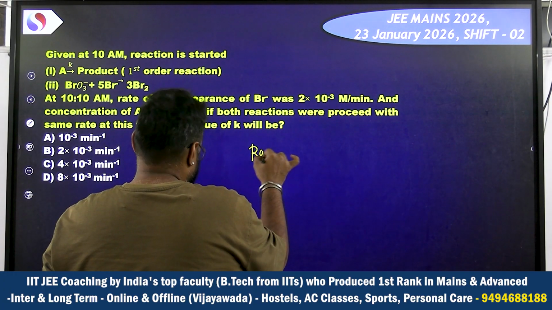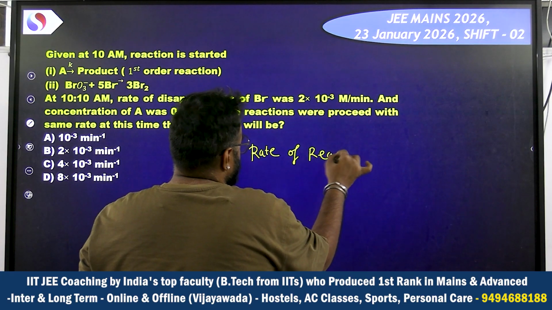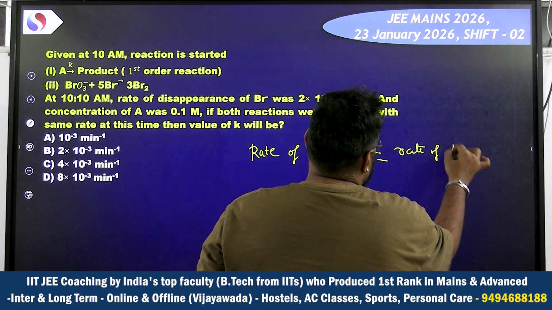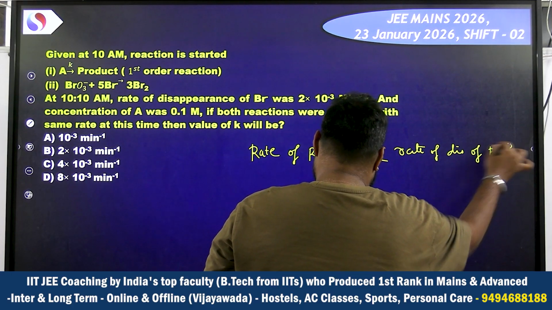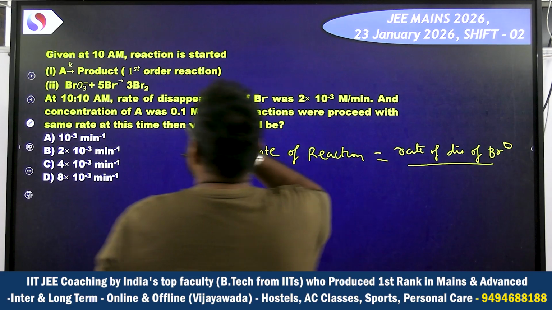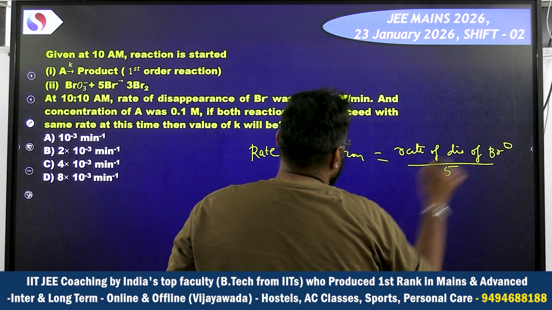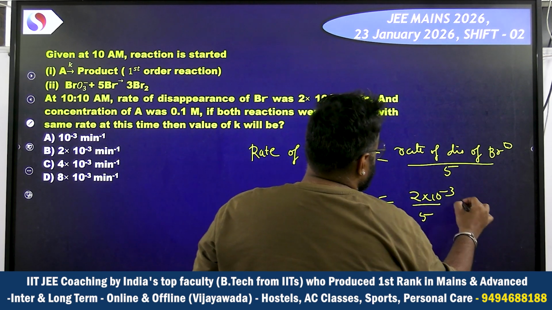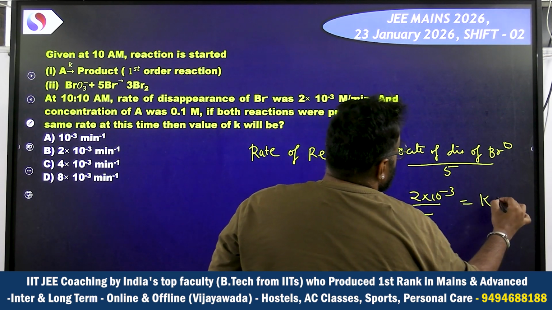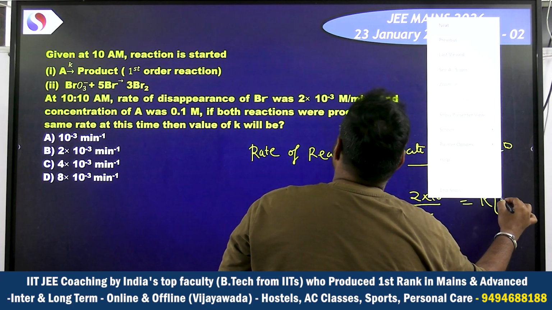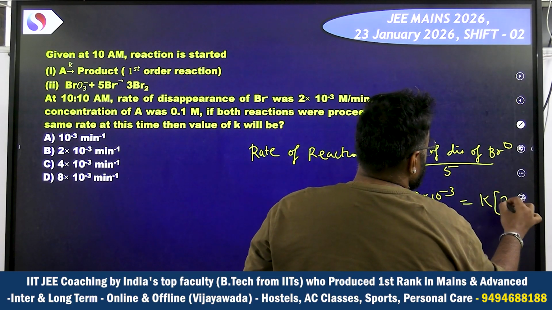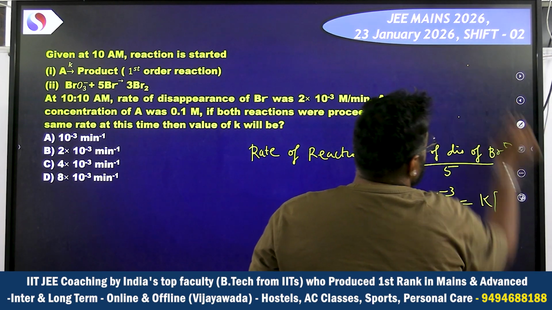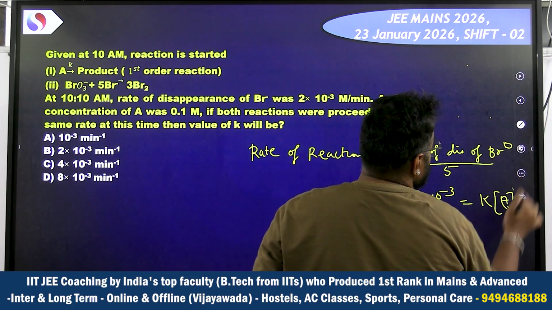So look, rate of reaction. What will be the rate of reaction? Rate of reaction is rate of disappearance of Br minus divided by the stoichiometric value 5. So 2 into 10 to the power minus 3 divided by 5. This should be equal to how much? K into concentration of A raised to power 1.